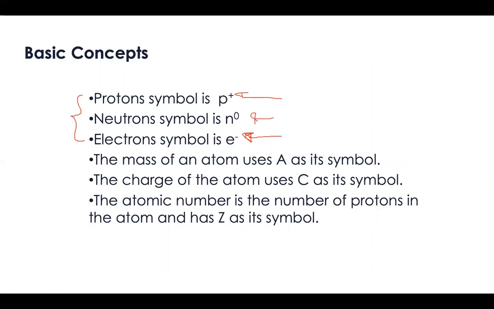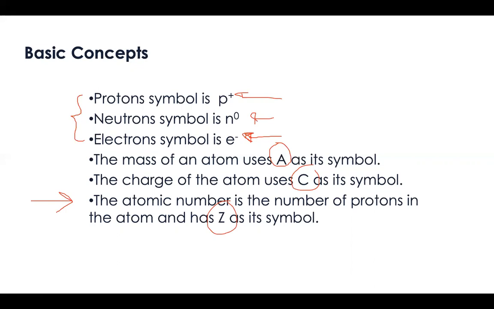The mass of an atom, or the atomic mass, okay, uses A, capital A, as its symbol. The charge of an atom uses Z as its symbol, okay? The atomic number is the number of protons that we have in an atom and has a Z as its symbol, okay? And it's important that we consider that the number of protons is going to be equal to the atomic number.